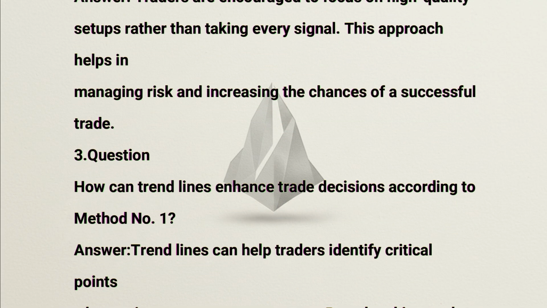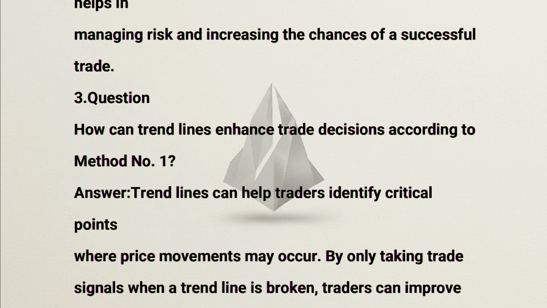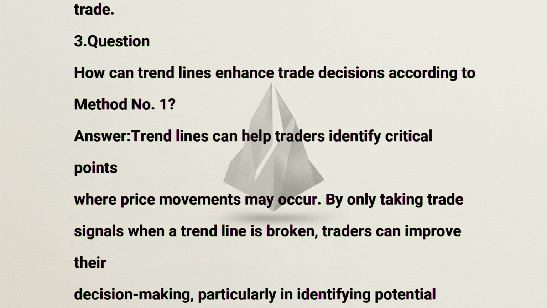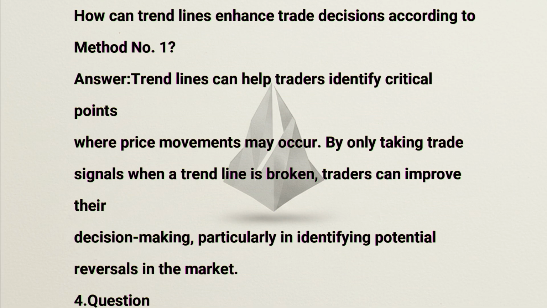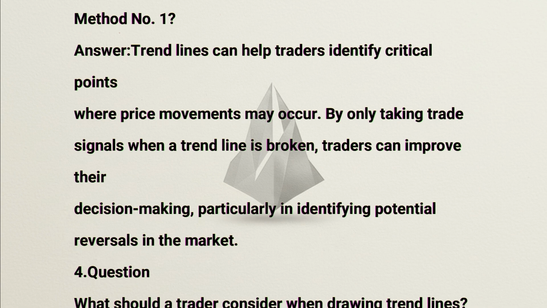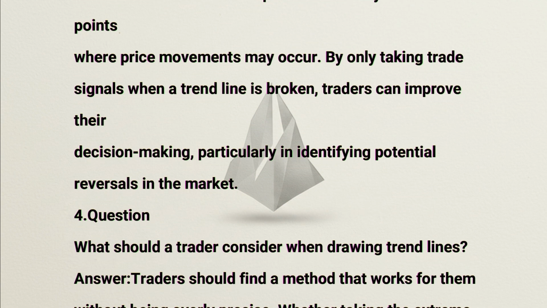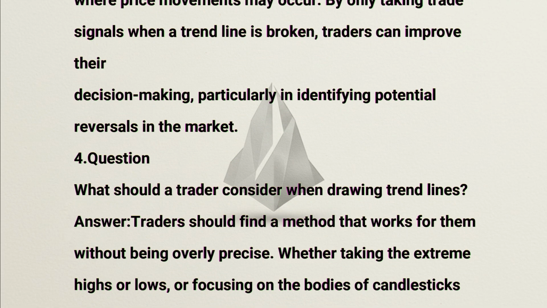Question. How can trend lines enhance trade decisions according to method number 1? Answer. Trend lines can help traders identify critical points where price movements may occur. By only taking trade signals when a trend line is broken, traders can improve their decision-making, particularly in identifying potential reversals in the market.